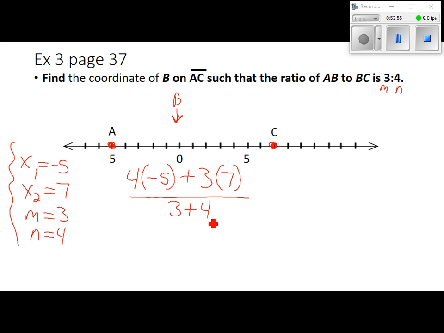Most of the time, these are not going to be real hard math. I would highly suggest, instead of grabbing your calculator and doing all of this at once, go ahead and do the bottom. What is the bottom this time? 7. So let's write that down. Now I would grab my calculator and type that top in just like it is, parentheses and all that.